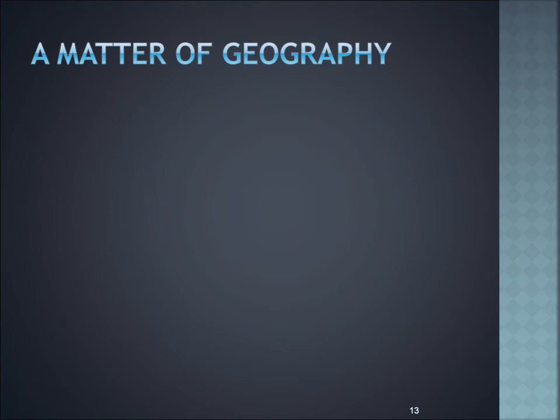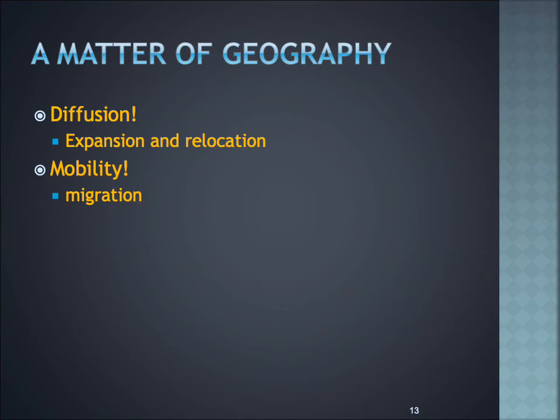So we want to always connect all of these ideas into the geographic perspective. So two things we want to keep in mind from the geographic perspective are diffusion and mobility, right? Diffusion, we have a core area, we have a source and an idea, a technology diffuses outward from that location. And there's a couple different ways that it can happen.